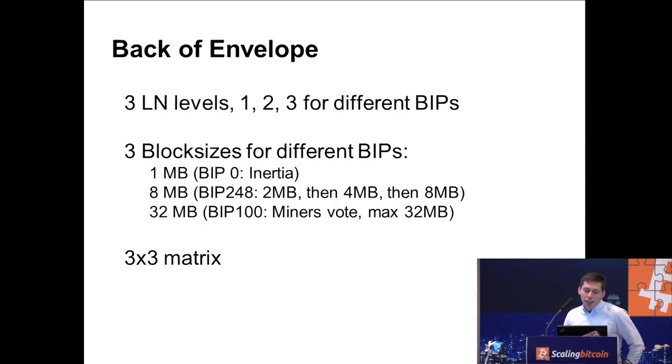And then what was discussed yesterday, BIP 100, where I think, correct me if I'm wrong, miners sort of vote and decide, but there's still a 32 megabyte cap within which they're deciding. So these seem like fairly reasonable sizes to discuss. And the 3 BIPs for Lightning channels also seem reasonable and possible.